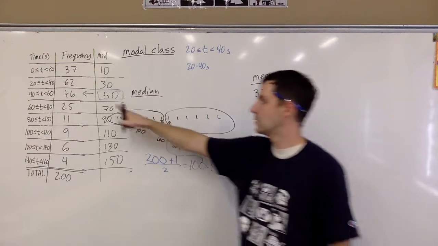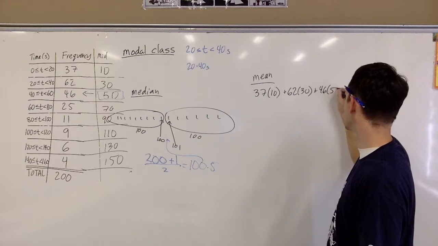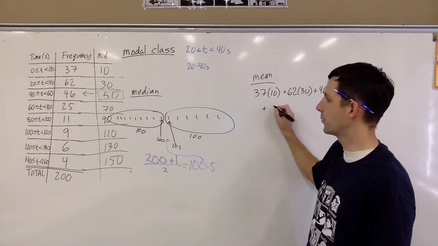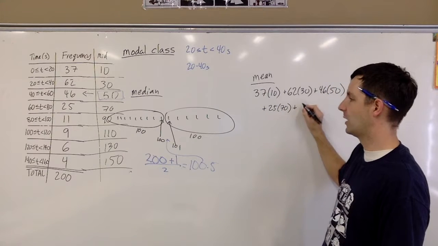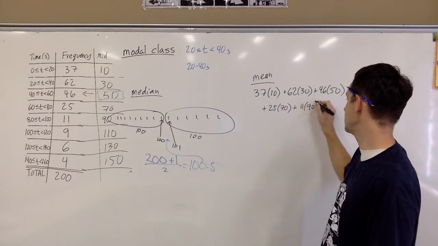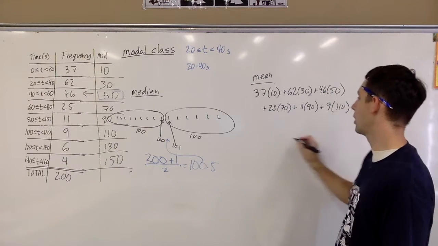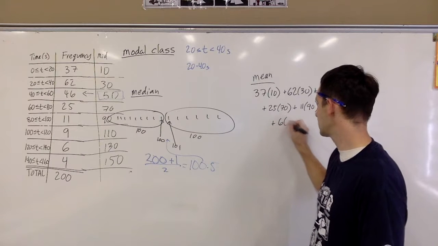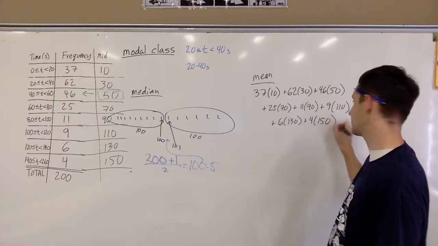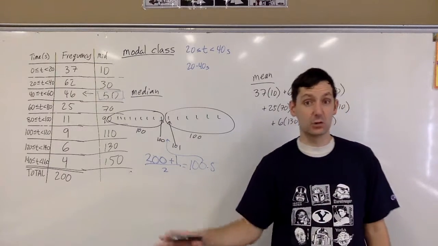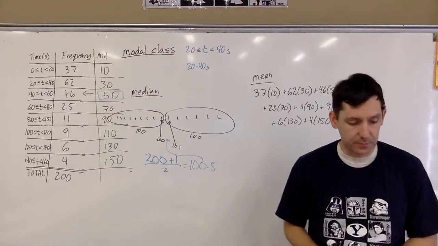We add on 46 50s, and so on and so forth. We add on 25 70s. We add on 11 90s. We add on 9 110s, right? All the way up, 6 130s, and 4 150s, right? We're just saying that I have this many of this group, and I'm assuming this group is this average, okay?